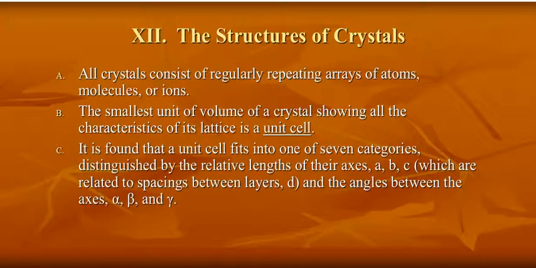Many solids take on an orderly structure in nature, and those solids are going to form crystals. The smallest unit of volume of a crystal, showing all the characteristics of its lattice, is called a unit cell. Unit cells are like the building blocks of crystalline solids. Unit cells will fit into one of 7 categories.